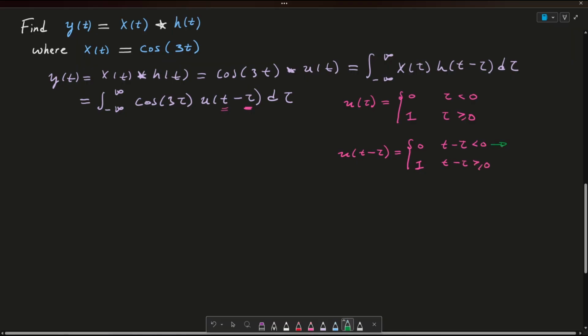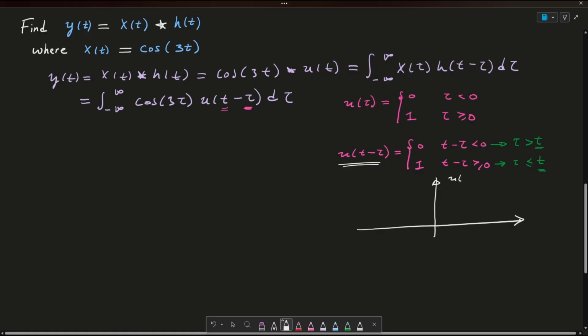If we go ahead and solve for tau in this case here, we get that tau is greater than t. And for this case here, we get that tau is less than or equal to t. And again, remember, t in this case here is just a constant. So if we're to plot this function here, I can say that it'll look something like this.